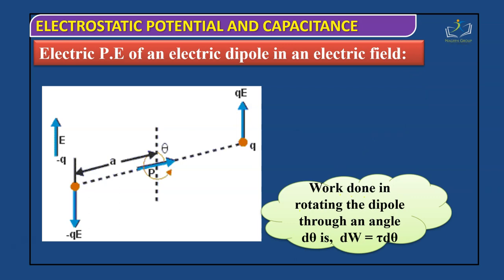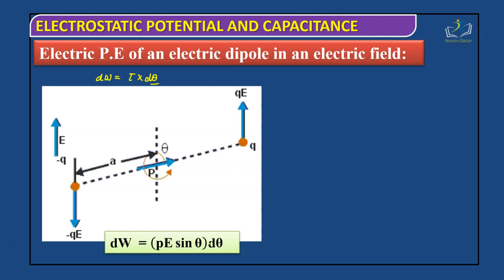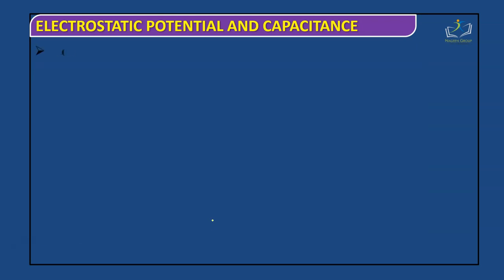So the work done in rotating the dipole through an angle d theta is dW equals tau d theta. See, we have to do work, and we know that work is force into displacement. But here the displacement will be angular, so instead of a force, the term couple or moment will arise, and the displacement we are taking is d theta. So dW is equal to, putting the value of tau, PE sine theta d theta.